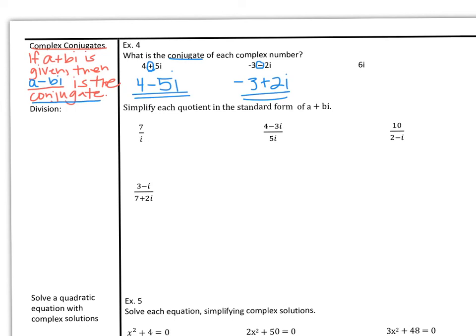That's your complex conjugate. For that last number, we're in bi form, but we want to put it in a plus bi form. Technically, our a value would be 0. So that would be 0 plus 6i, since the 6i was positive. To change the sign in the middle, that would simply become 0 minus 6i. And there's your complex conjugate. We'll use these complex conjugates in division.